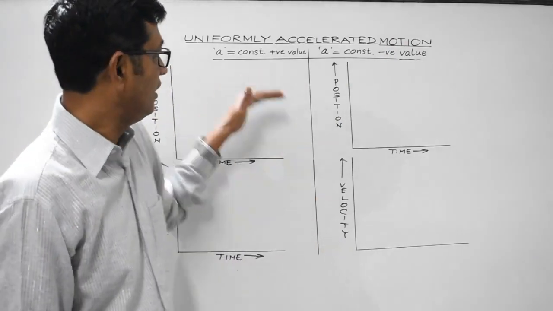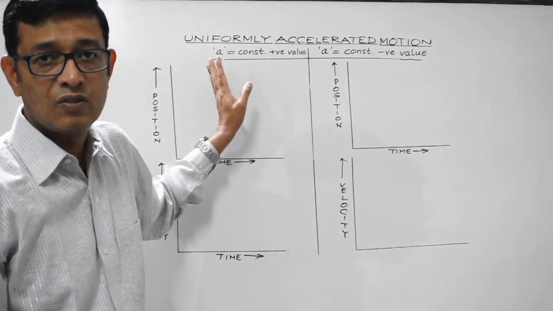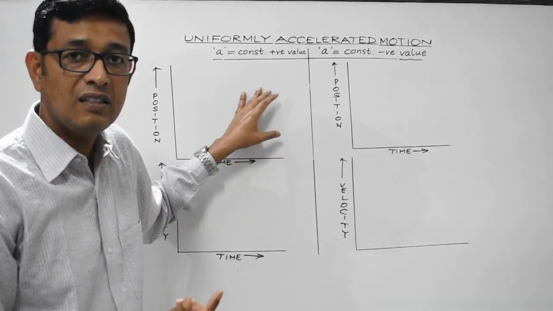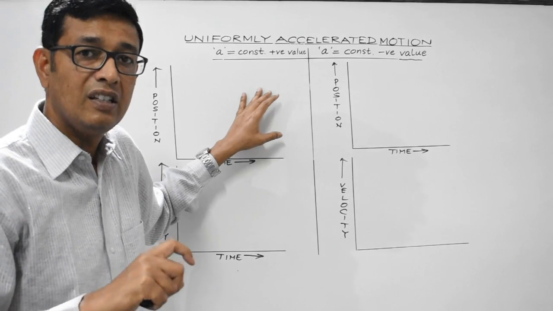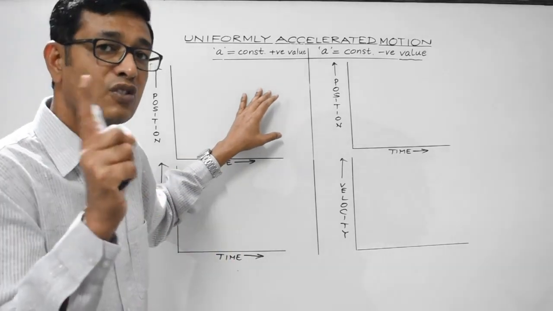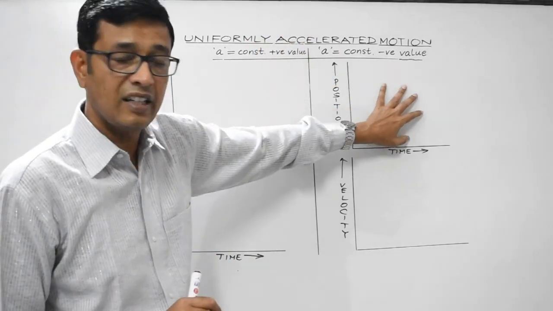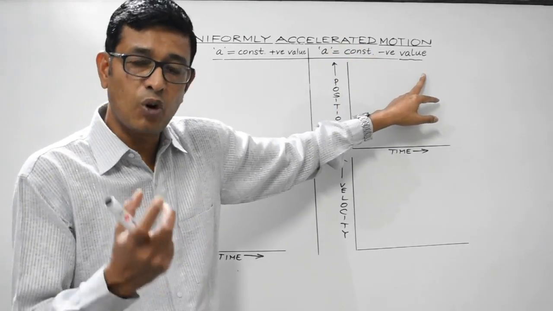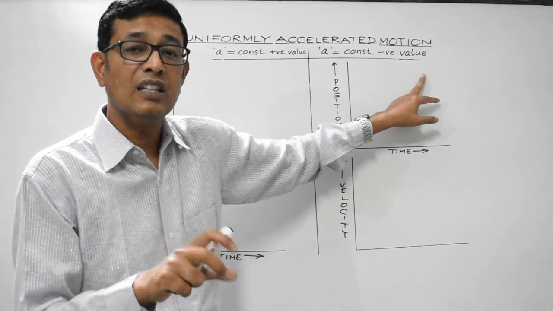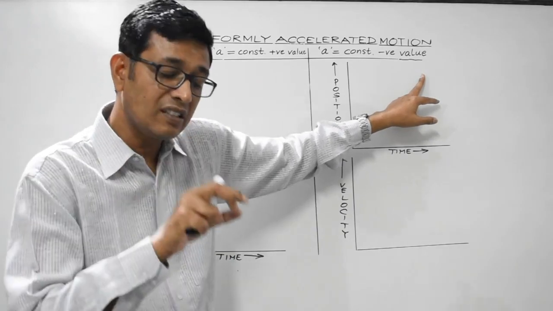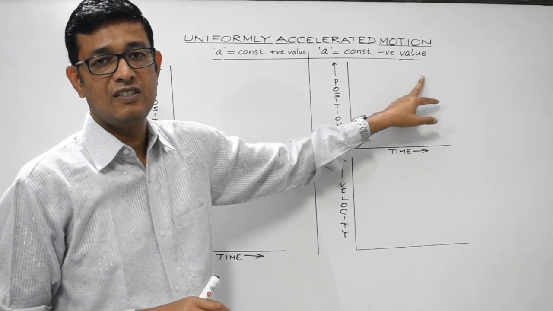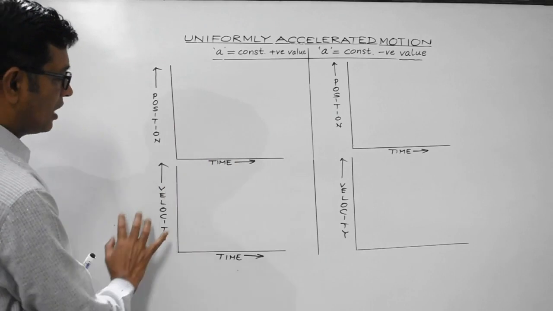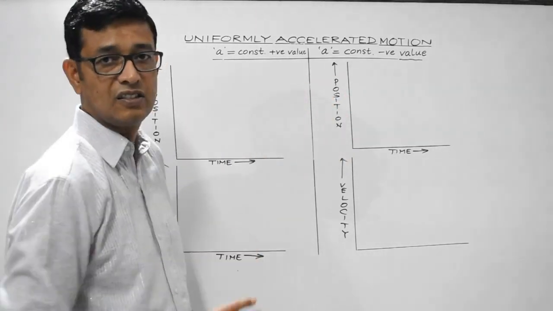Right? When a is having constant positive value, it is suggestive of the fact that the body under consideration increases its velocity at a constant rate. And when a is having constant negative value, it signifies that the body under consideration has velocity which is decreasing at a constant rate. Clear? So now let's discuss the position time graph and the velocity time graph in both the cases.